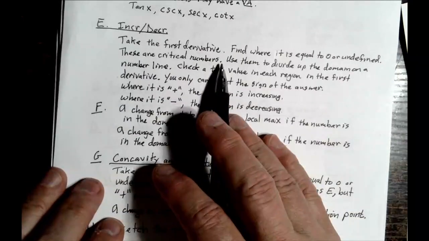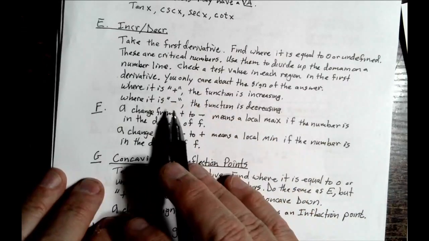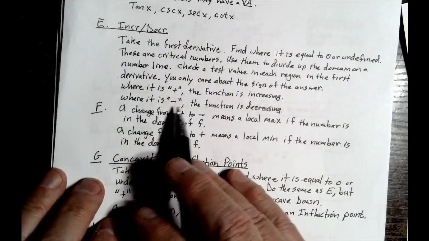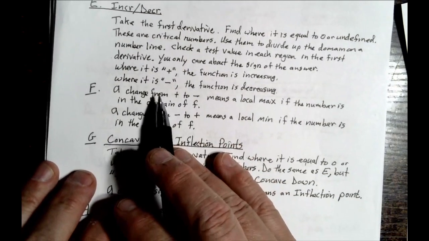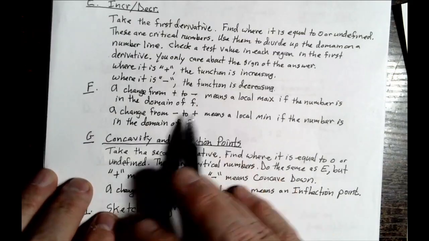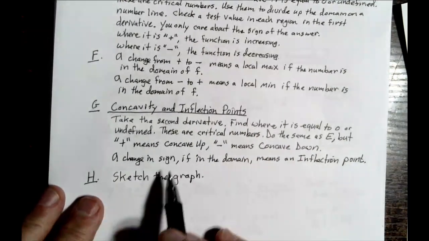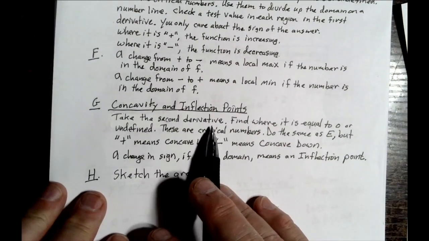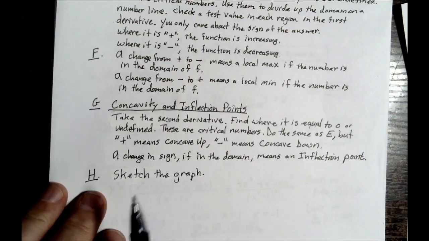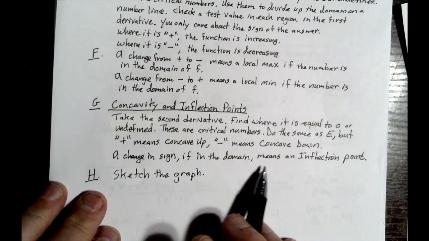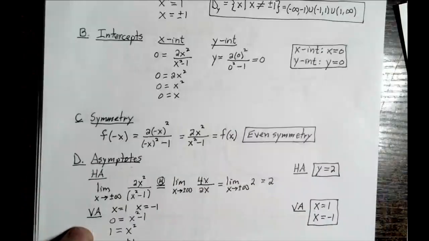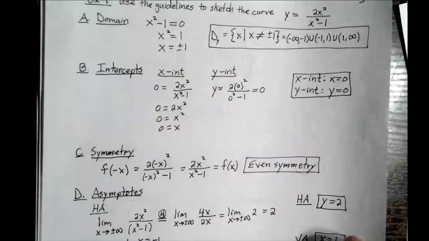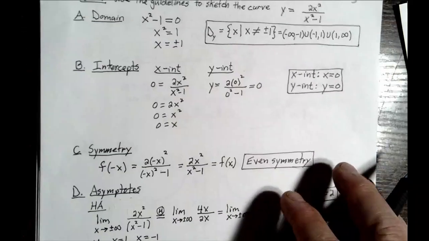Take the first derivative to find decreasing and increasing. Divide it up, number line, check intervals, values in each interval. And that way you can know where it's increasing and decreasing. You can find local max and mins that way as well. And then concavity, take the second derivative, and now you're going to find out where it's concave up and down. And if there's a sign change, as long as it's in your domain, that is an inflection point. So let's look at a few problems here. I think there's 6 examples in the book.